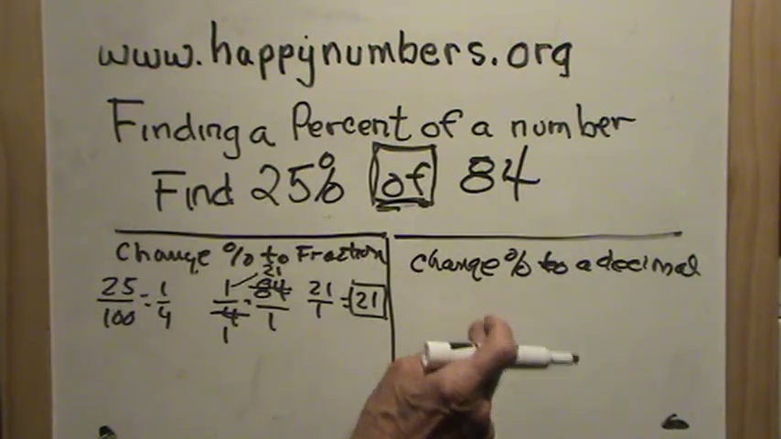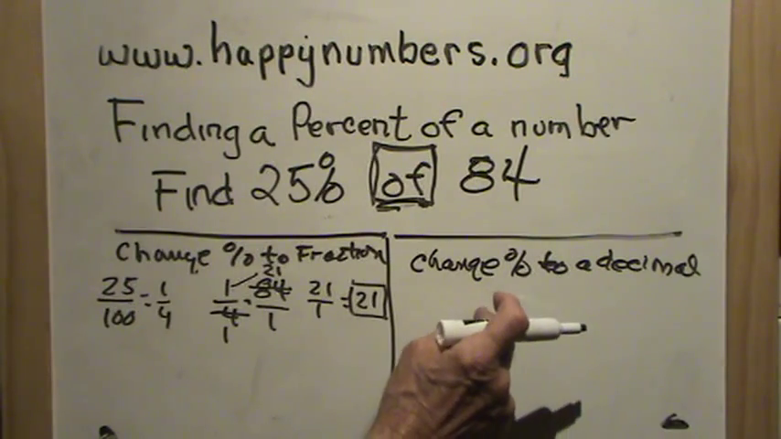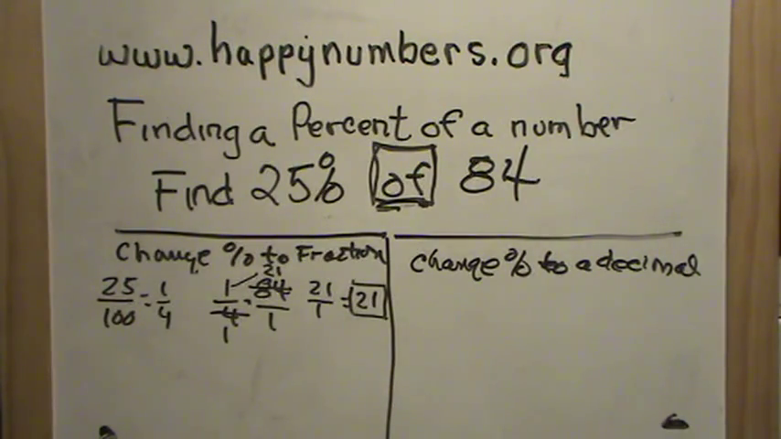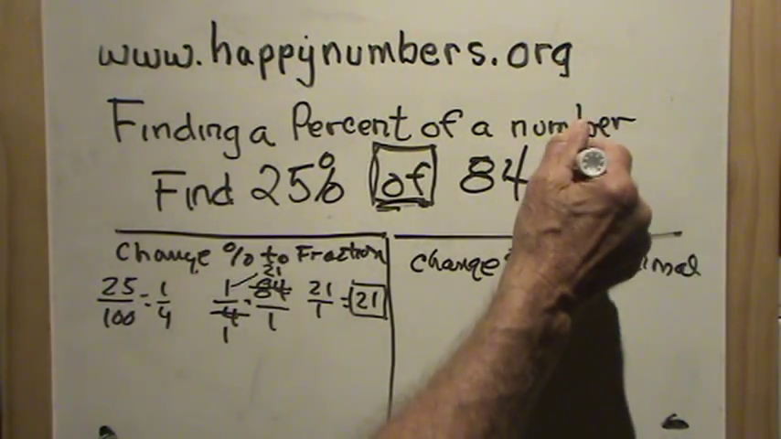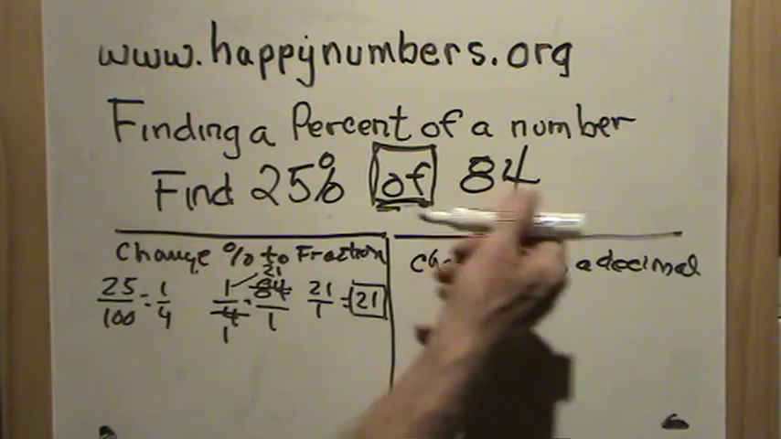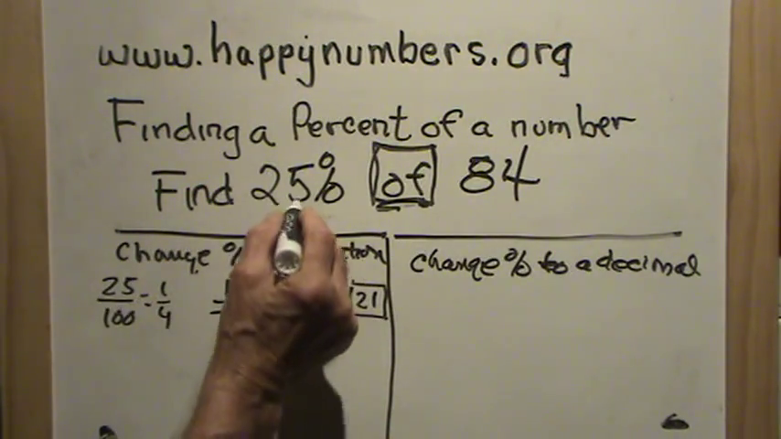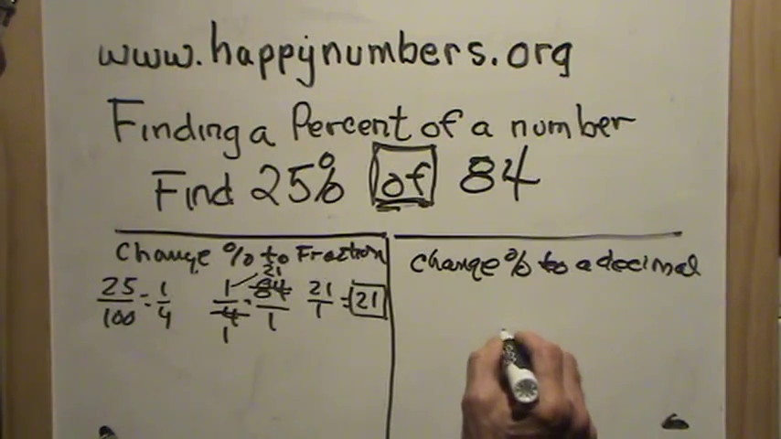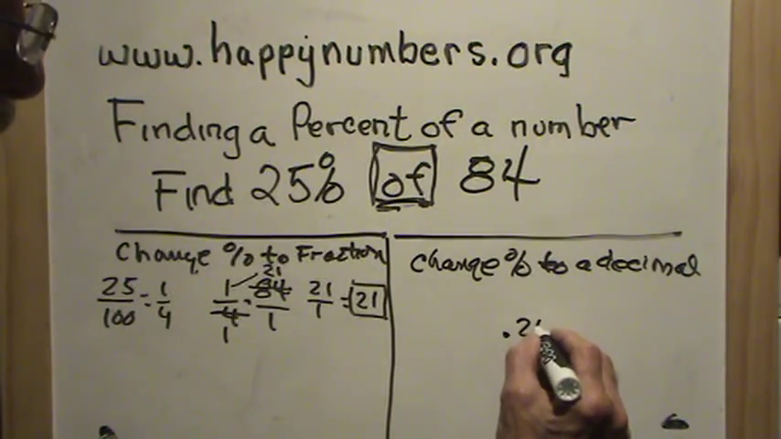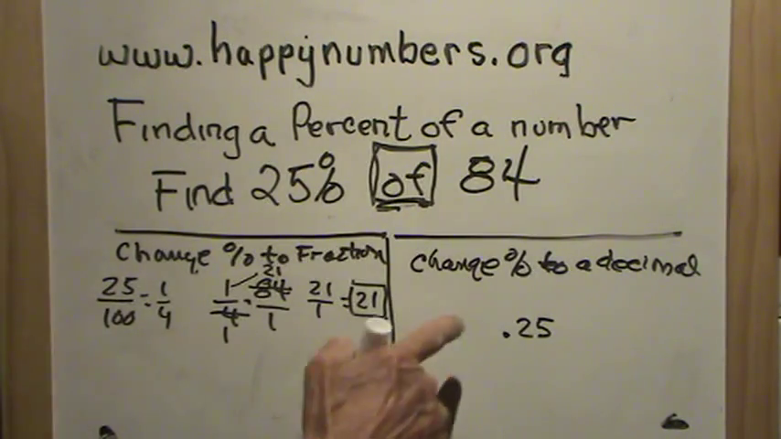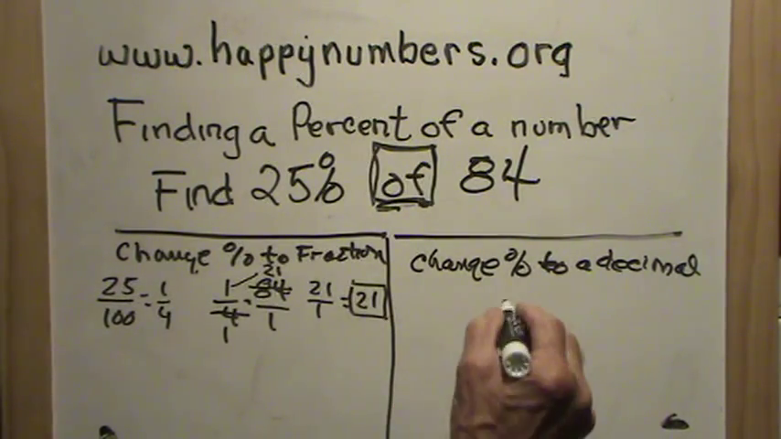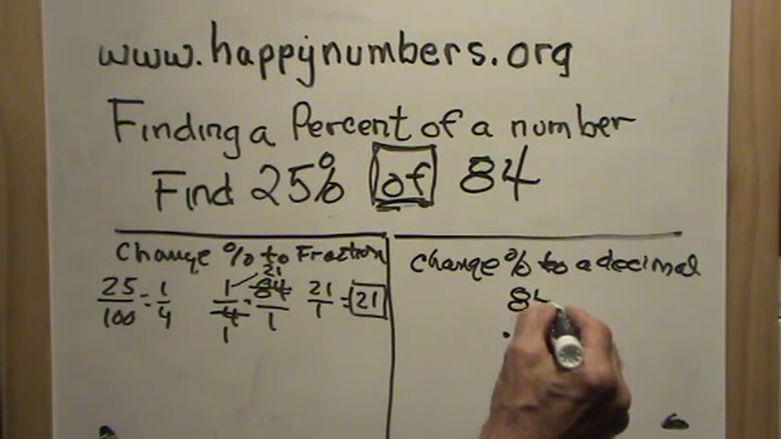Now, let's solve it this method. Change the percent to a decimal. Well, 25%, if I put it in decimal form, I know if I'm going from percent, the P in the alphabet, to the D in the decimal, I go this way 2 places, so it'll be 1, 2. So 25% would be 25 hundredths. Same here, 25 hundredths in decimal form, and I multiply that times 84.